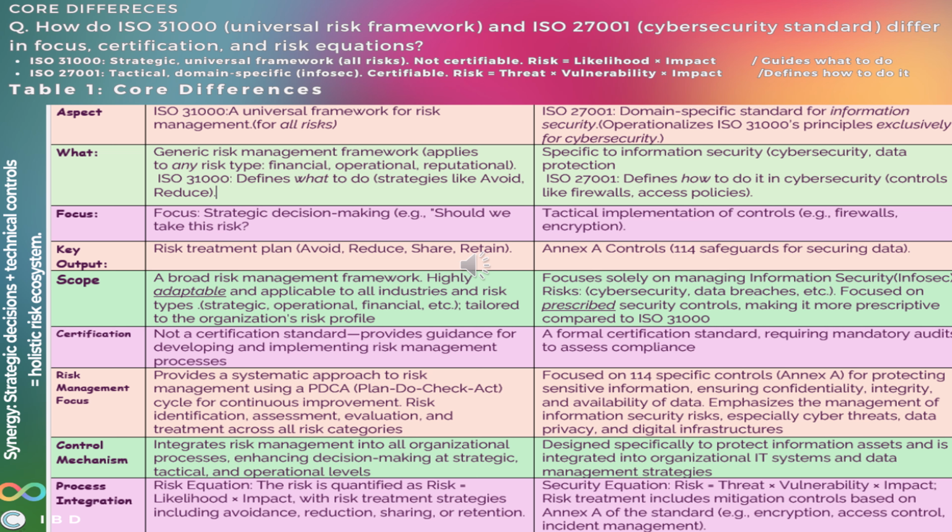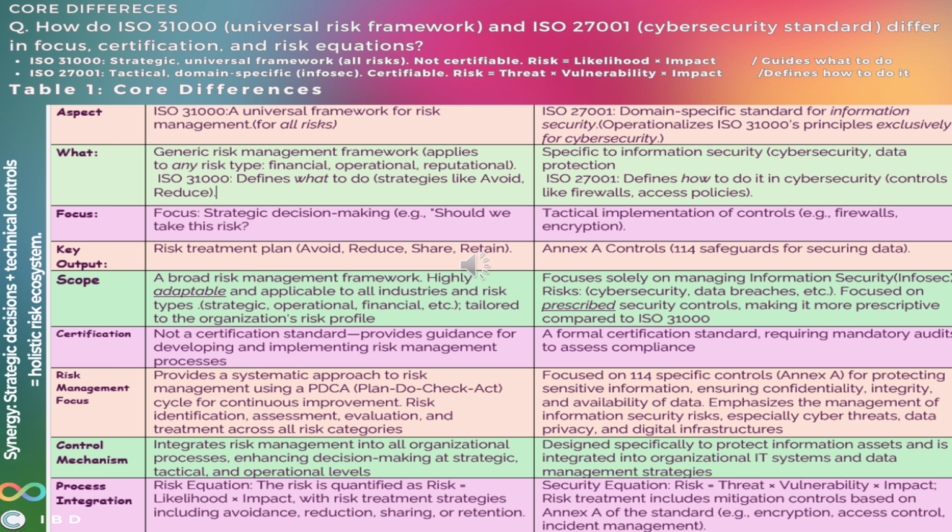ISO 27001, however, is laser focused on information security. It answers, how do we do it? Through over 100 prescriptive controls, like restricting user access or deploying firewalls. While ISO 31000 is not certifiable, ISO 27001 requires rigorous audits for compliance.